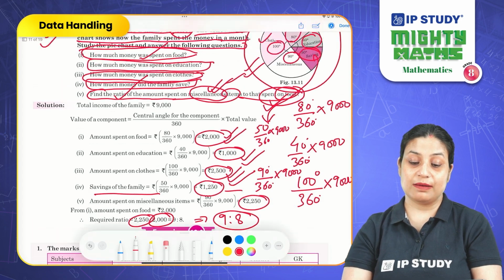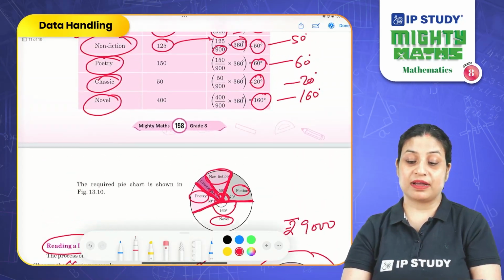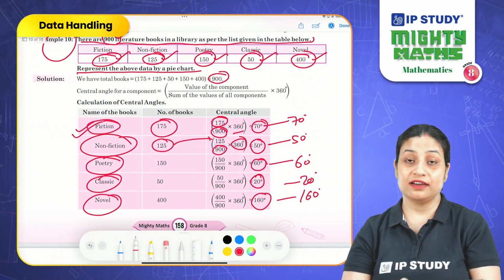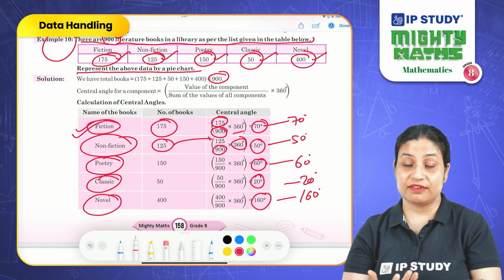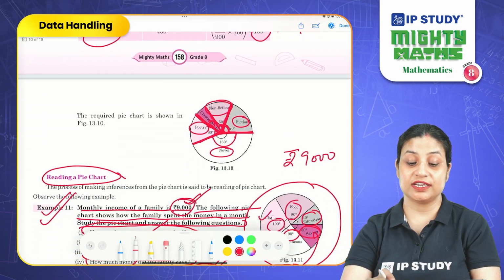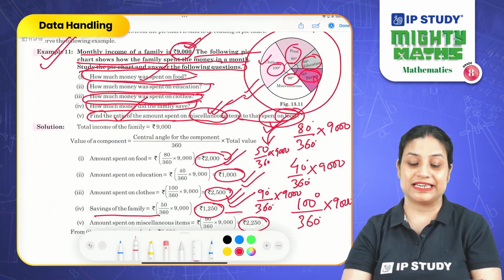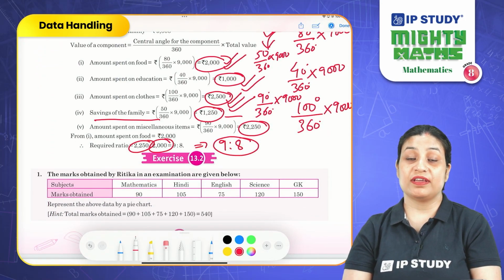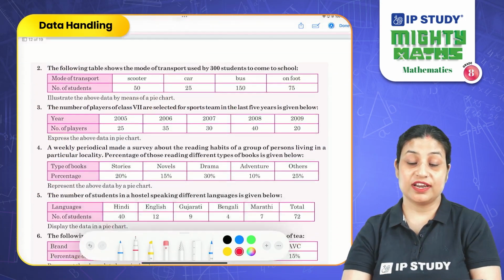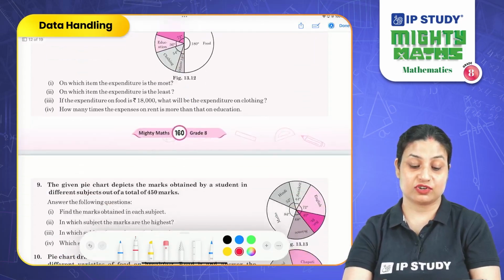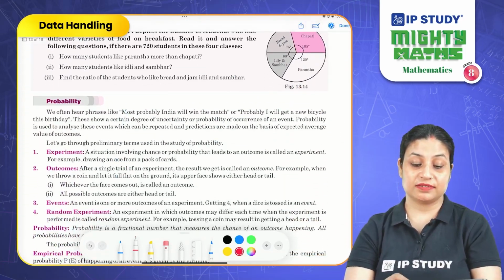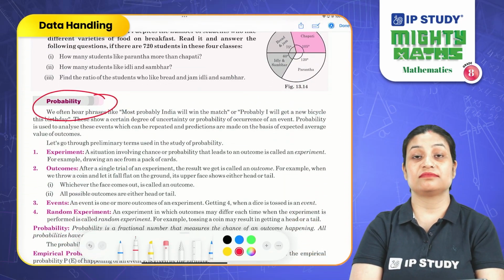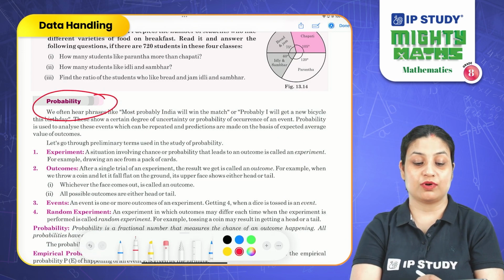So, with the help of these two examples, I have tried my best to make you understand how to draw a pie chart for a given data and how to read a pie chart for a given data. So, I hope you have understood this topic very well. Now, let's move on to the next topic. What is the next topic? The next topic is very easy and interesting as well. What is that?